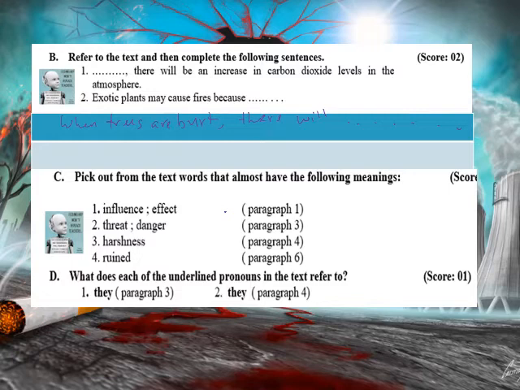Number 2. Exotic plants may cause fire because they shed a lot of dry leaves that act as excellent firelighters. They shed. Make sure you write the whole sentence. So this must be written as well. They shed a lot of dry leaves that act as firelighters.